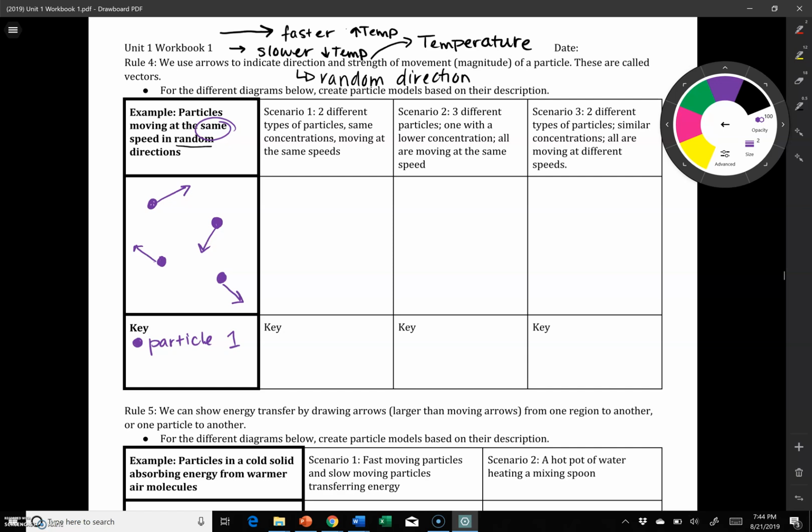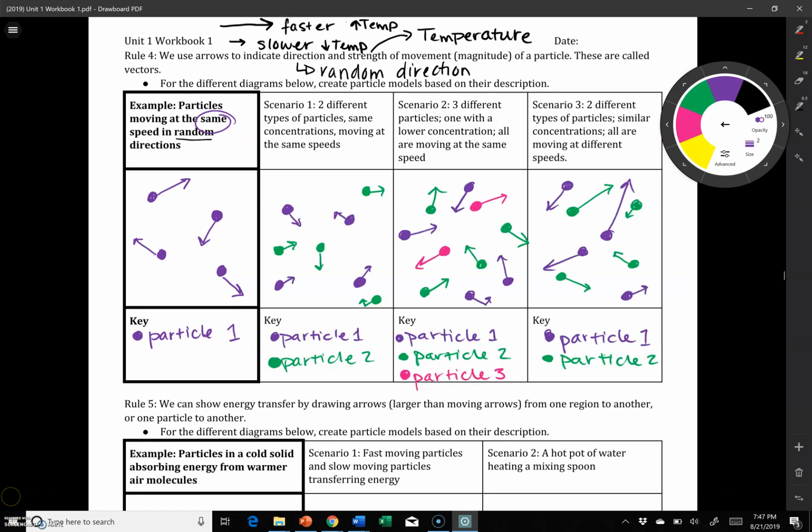Okay, so pause the video at this point and take 3 minutes, 1 minute for each scenario, and sketch the models that are there. Okay, so here are the answers for each one of these scenarios. Okay, notice that the arrows in scenarios 1 and 2 are about the same length because they're moving at about the same speeds. Okay, scenario 2 is actually similar to one that we drew before, except this time we added movement arrows. Okay, and they all are about the same length.